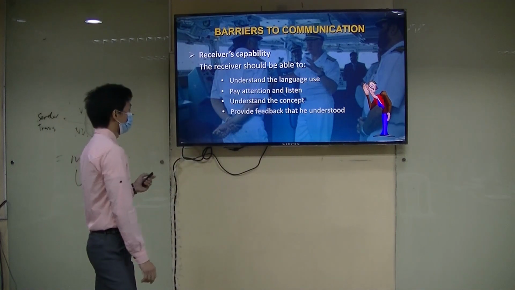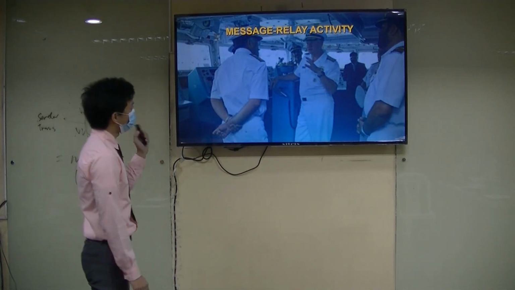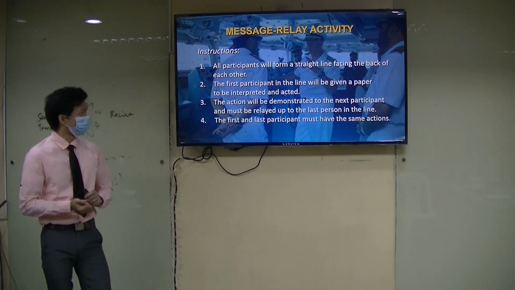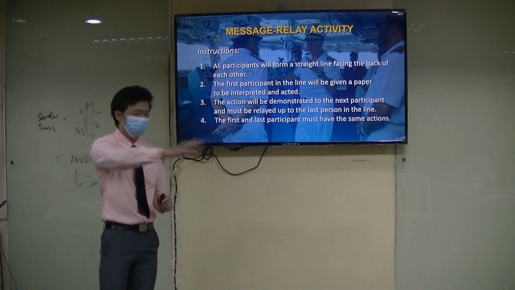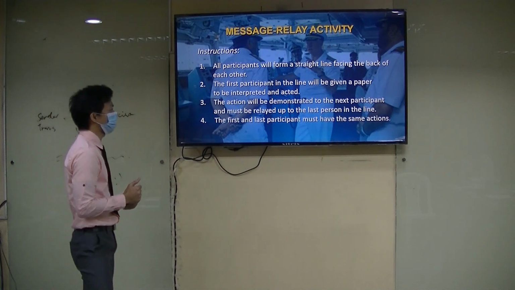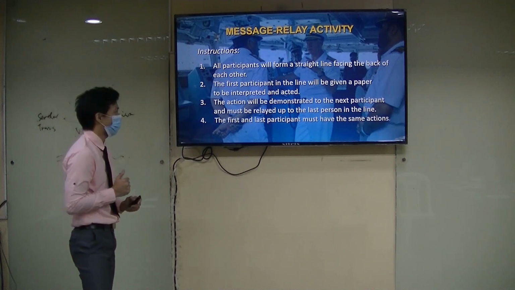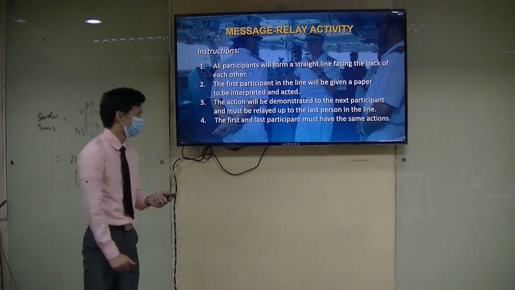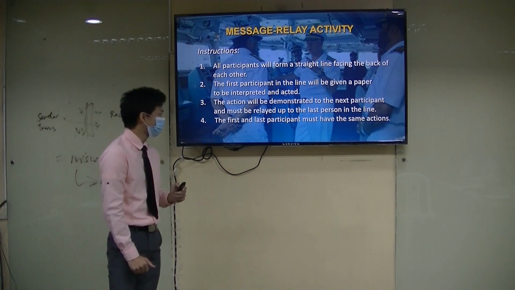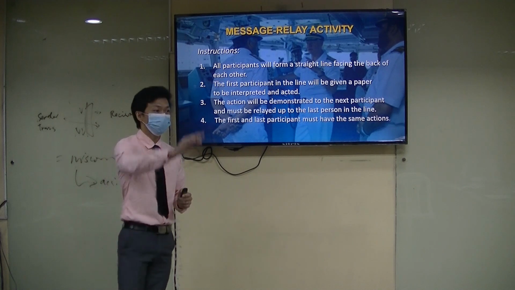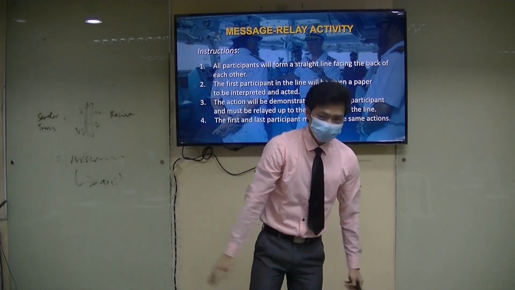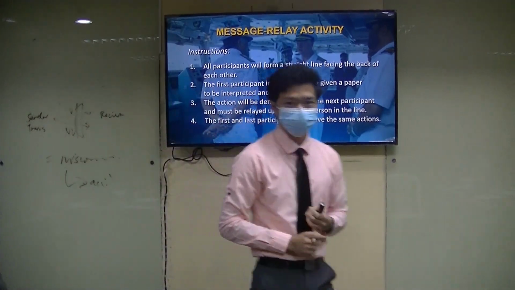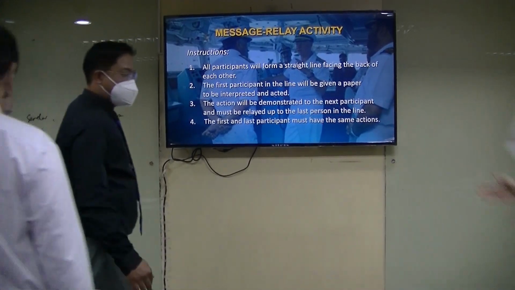All right, now at this juncture, we will have an activity. Instructions: all participants will form a straight line facing the back of each other. It means that all of you will participate. The first participant in the line will be given a paper to be interpreted and acted. The action will be demonstrated to the next participant and must be relayed up to the last person in the line. The first and last participant must have the same actions. Do you follow the instructions? Okay. Now, at the count of 10, I want you all to stand up and form a line. Alright, so 1, 2, 3, now face this side.